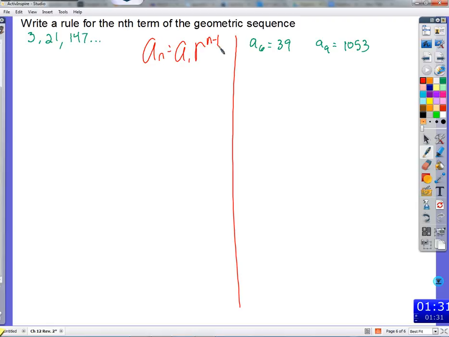So it becomes a matter of knowing those pieces of information. A sub 1 and r. It's those two. What's a sub 1? 3. And r, what are we multiplying by? 7. Multiplying by 7.